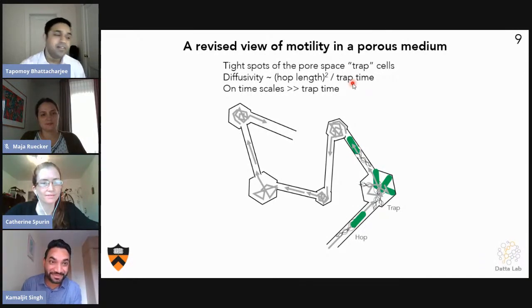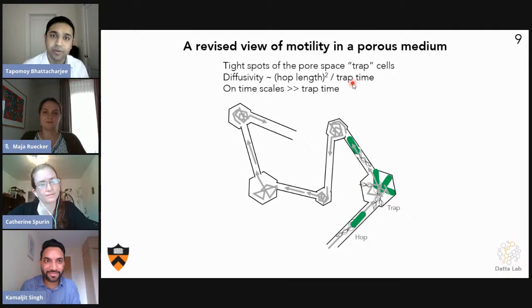Yeah, this kind of hopping and trapping happens in a lot of systems. One thing that jumps out is electrons moving through a disordered energy landscape and things like that. The same kind of argument holds there too.